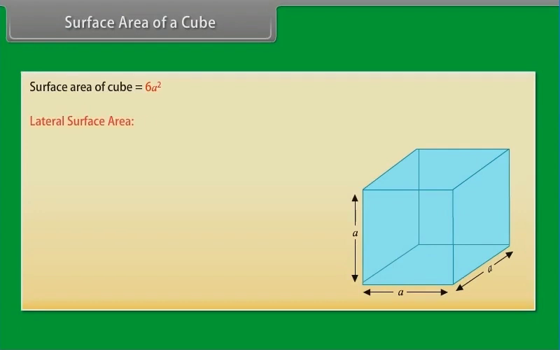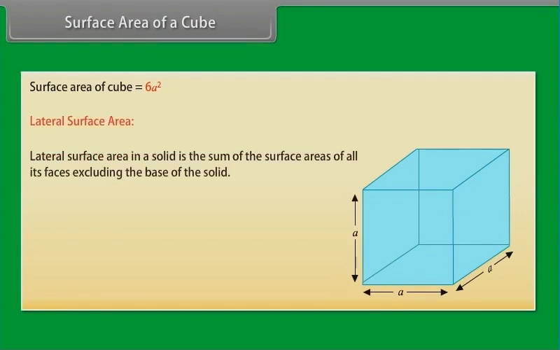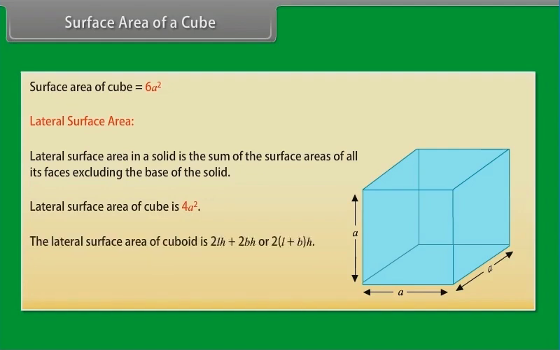Lateral surface area. Lateral surface area of a solid is the sum of the surface areas of all its faces excluding the base of the solid. Lateral surface area of a cube is 4A square, and the lateral surface area of a cuboid is 2LH plus 2BH, or 2 into (L plus B) into H.